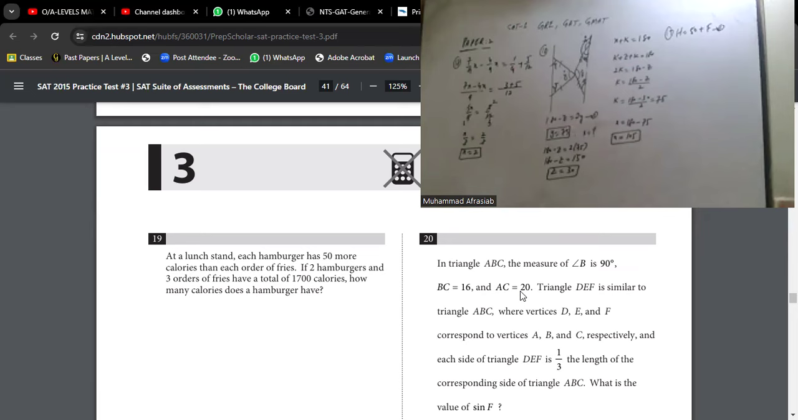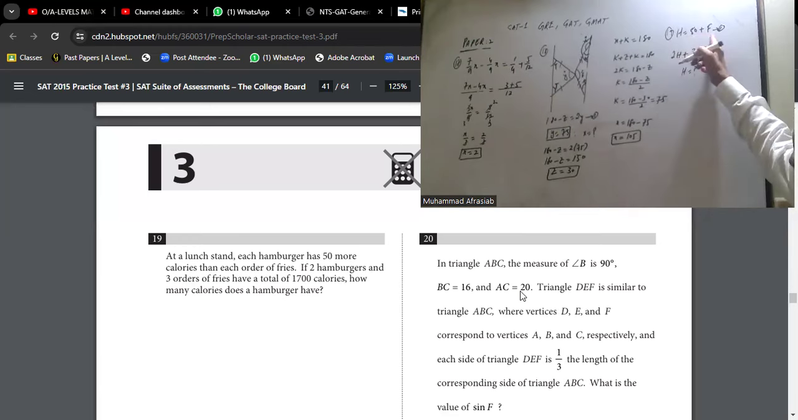If two hamburgers, that is what? Twice of H. And, means plus, three orders of fries, plus 3F, have a total of 1700. How many calories does a hamburger have? So we are going to calculate the value of H there.